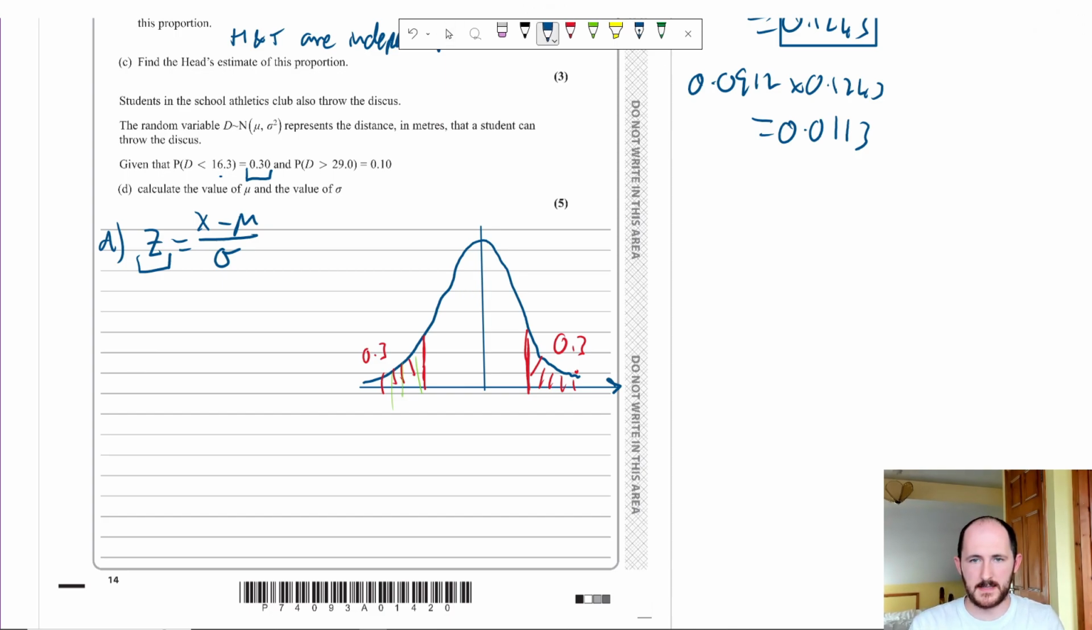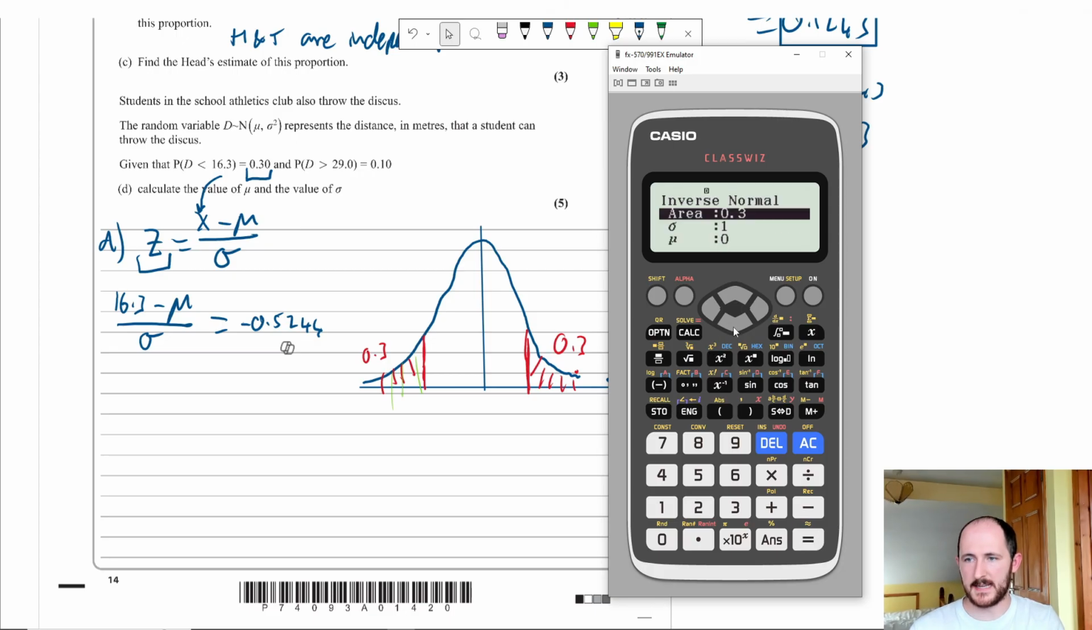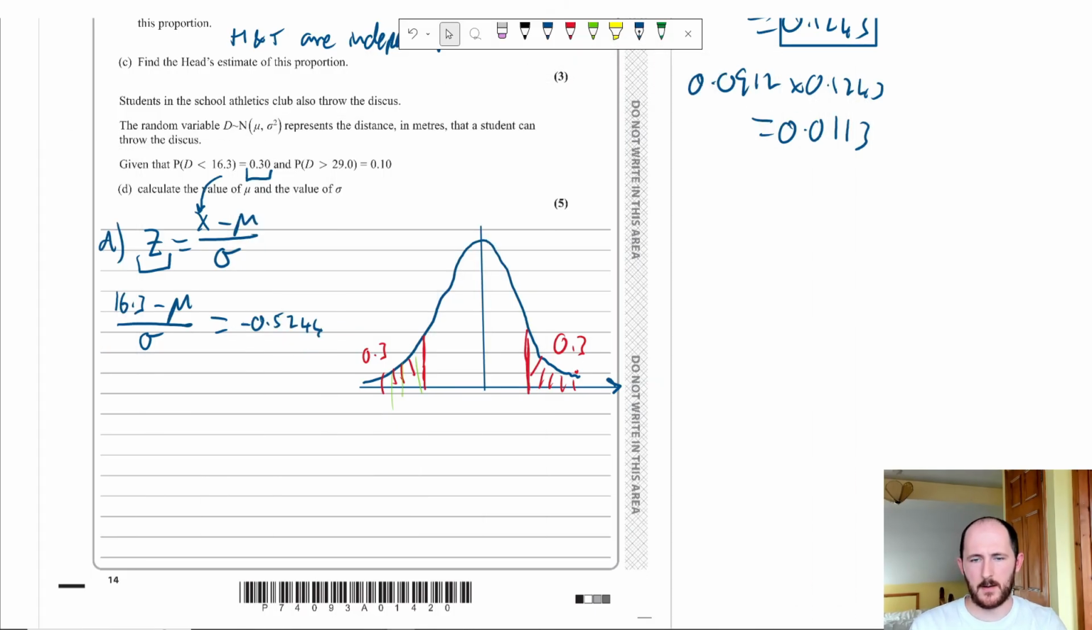So x is going to be 16.3. I don't know what mu is, and I don't know what sigma is, of course, but that should equal the negative 0.5244 that I calculated. Now we're going to do the same thing with this one, but again, remember, I'm going to get a negative area, but I don't want the negative area. I want the positive one because we're looking for greater than. Greater than would be the area on the right-hand side, so that'd be this part here, 1.282, let's call it. And that would be 29 minus mu over sigma equals 1.282.